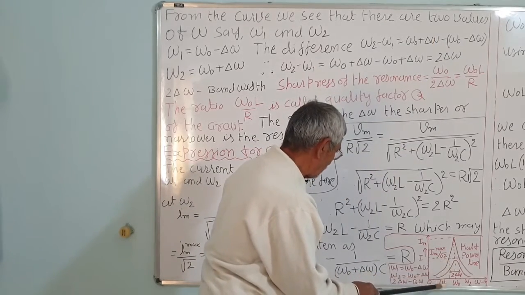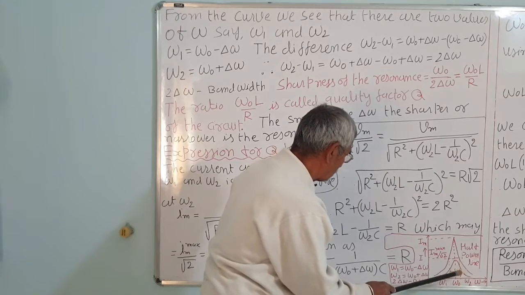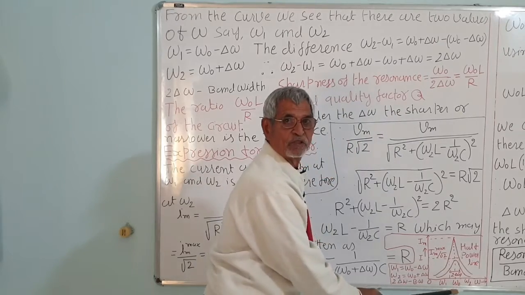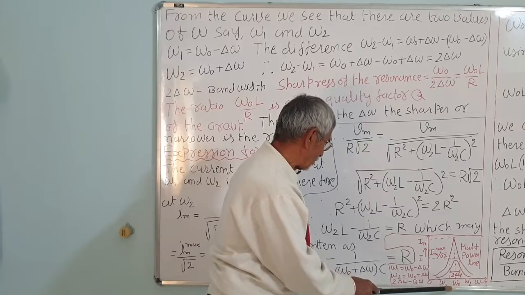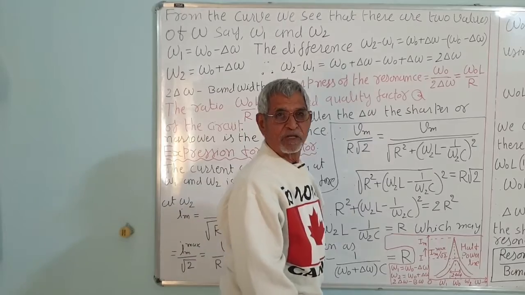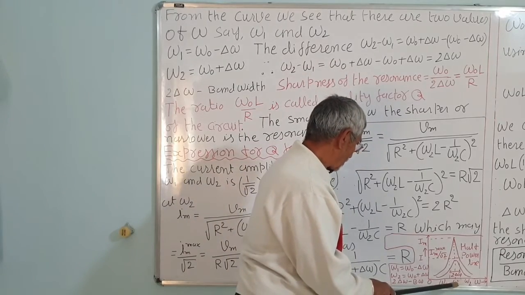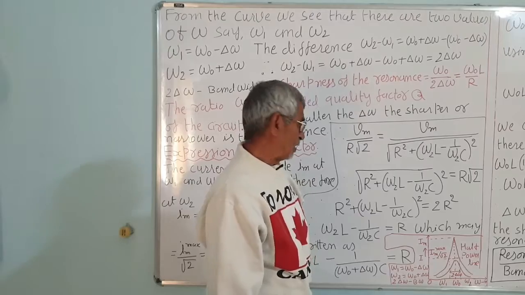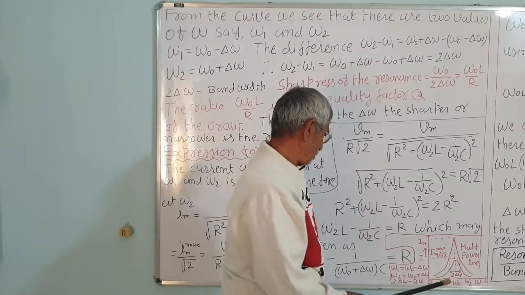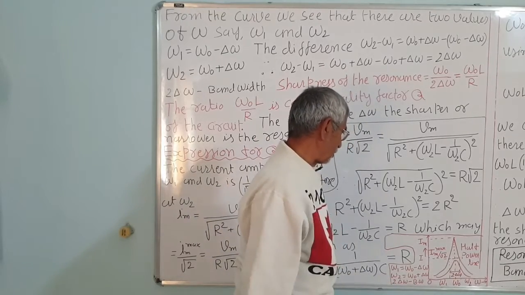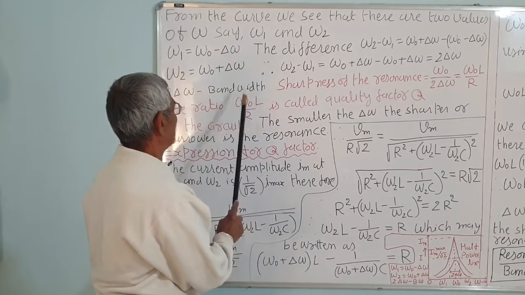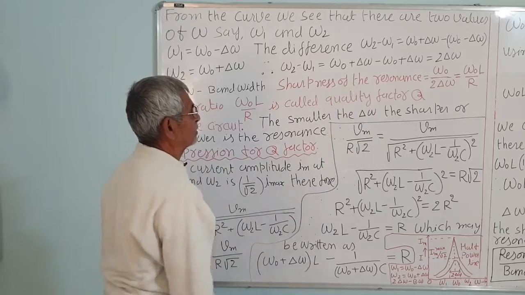This is omega 1 and this is omega 2. In between, the central one is the resonant frequency. On either side of the resonant frequency, there is a lower frequency, omega 1, which is less by delta omega, and an upper one, omega 2, which is the resonant frequency plus delta omega. So this difference, 2 delta omega, is called the bandwidth. Correct? Now let us see the sharpness of the resonance.